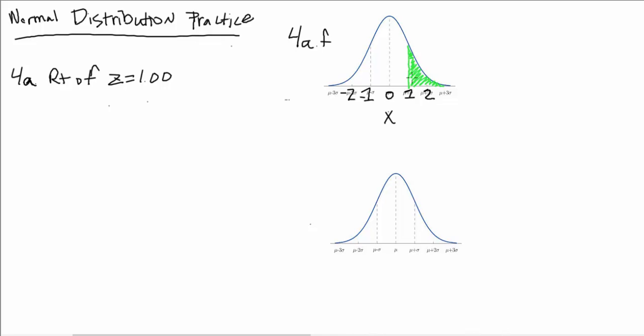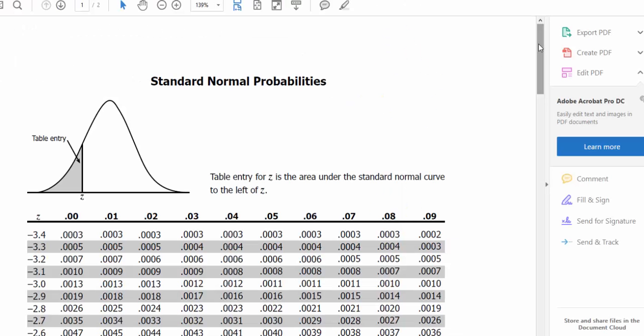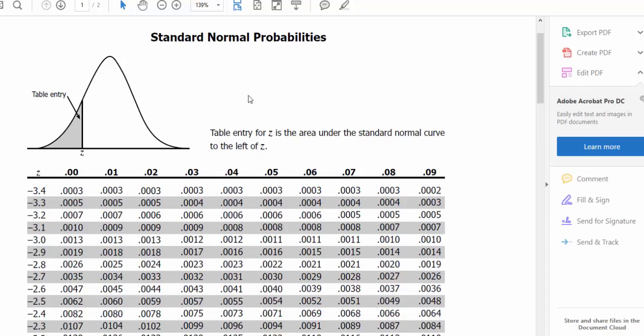So that's where I start. I draw the picture. The next thing we'll do is pull up this table that I've shown you. And let's just talk about how this is set up real quick. First and foremost, at the top of these tables, they're going to tell you what area they're giving you. They could give you the area to the left of a certain score. They could give you the area to the right of a certain score. They could give you the area between the mean and your certain score. So pay attention at the top of whatever table you're using to see what exactly it's giving you.